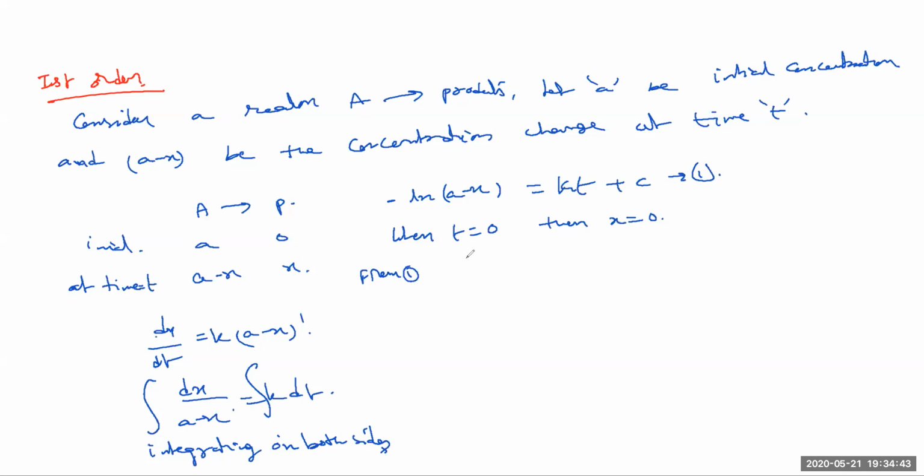Now when t is equal to 0, then x is also 0. So from equation 1, I'm substituting: minus ln a is equal to, since t is 0, this term is 0, only C. Now C is equal to minus ln a. Substituting in equation 1.